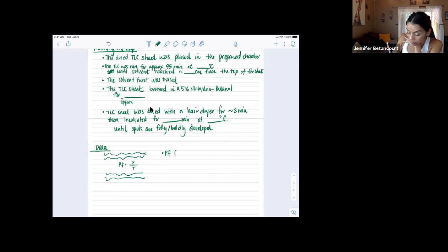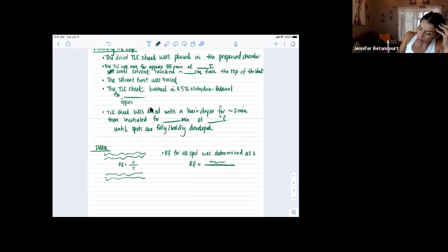Okay. Because it's not each amino acid, it's each spot. Not only the amino acids, but also the spots in the supplement. So it doesn't matter what kind of spot it is. For all spots, the RF was determined as the ratio here.